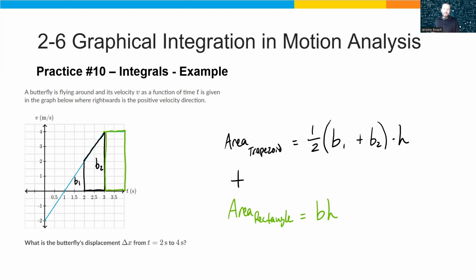So the area of the trapezoid is 1/2 of base 1 plus base 2 times the height. So you can think of this thing as flipped on its side. This is one of the bases, and this is one of the bases of the trapezoid.